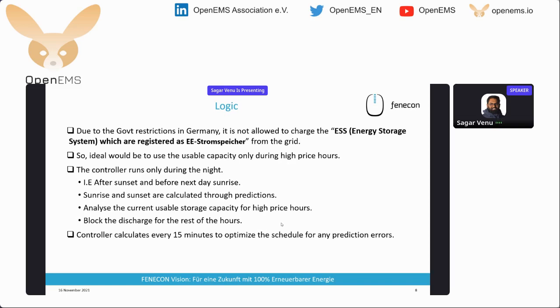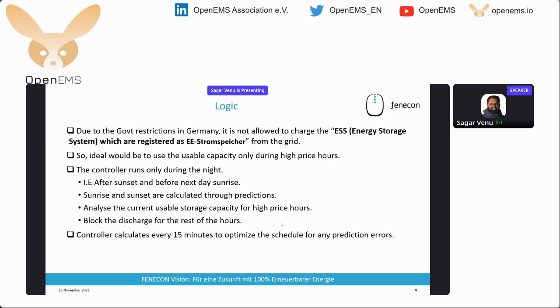So that is the reason we run this controller only during the night, and we differentiate day and night on the basis of sunset and sunrise. We get the sunset and sunrise information from the predictions, and the controller runs exactly at the sunset point. It calculates the schedule based on the available state of charge and how long it can self-sufficiently cover the consumption. If the storage system is not sufficient for the whole consumption, it targets certain hours so that we can take power from the grid.